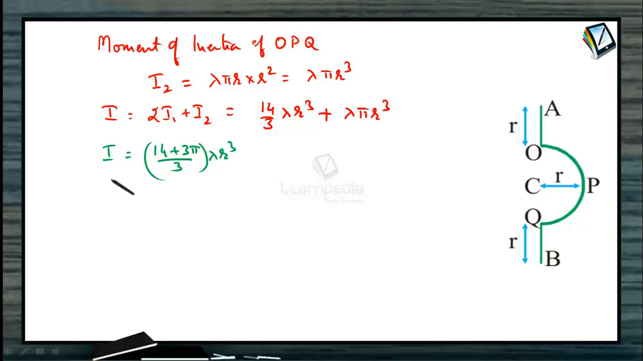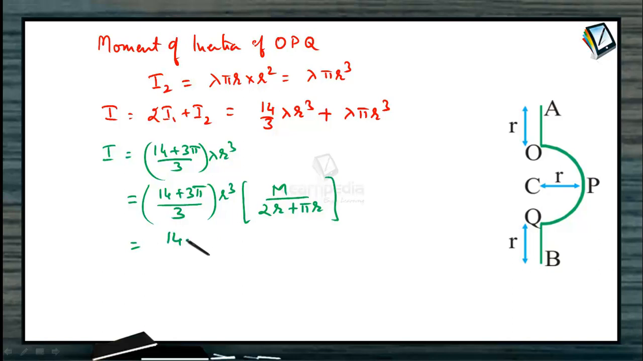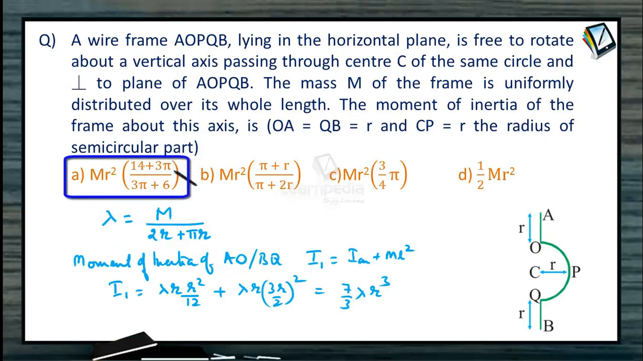This is the moment of inertia. Now we substitute the lambda value: lambda equals m divided by 2r plus pi r. So r we can cancel out, and we get the total as 14 plus 3 pi divided by 3 pi plus 6, into m r square. This is the moment of inertia of the figure shown, AOPQB as a thin rod. So the correct option is m r square into 14 plus 3 pi by 3 pi plus 6.